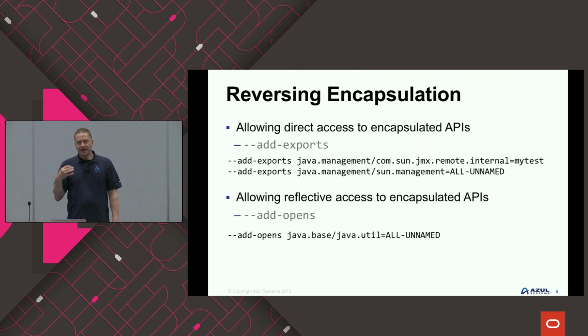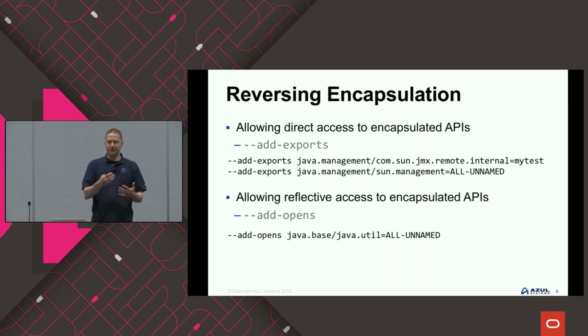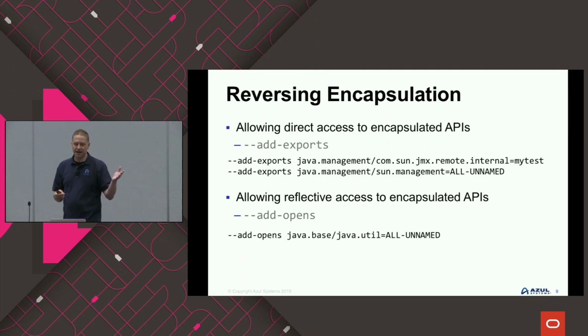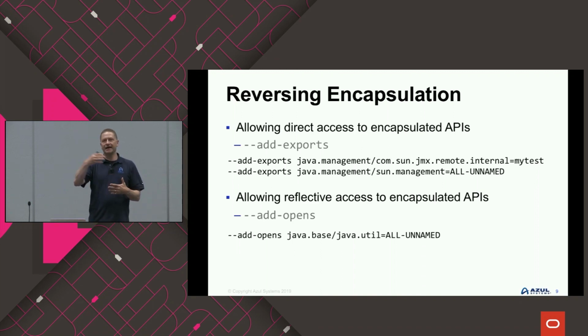If you want to have access through reflection, then you use add opens. And again, the syntax of that is the same. So you say add opens, the name of the module that you want to get access to, java.base, and then the name of the package that you want to be able to access reflectively, in this case, java.util, and everything on the class path will have reflective access to that module.